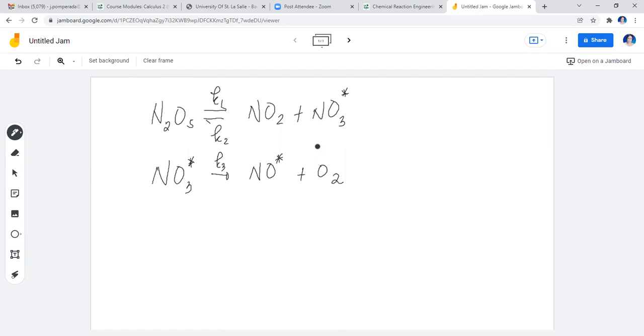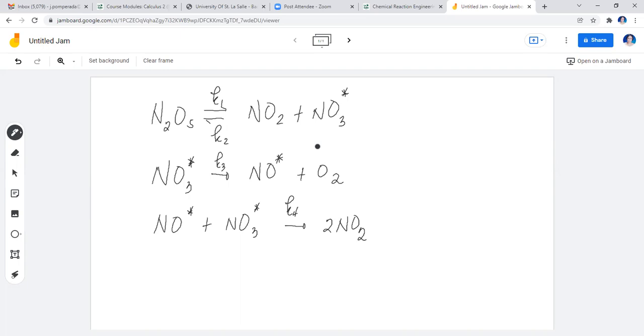The last is the reaction intermediate, nitrogen oxide, reacting with another intermediate, nitrogen dioxide, to form, so this is our rate constant, 2 moles of the final product, dinitrogen dioxide. Okay, so this is the reaction mechanism that is provided by the problem, and we are to prove that this is consistent with the first order decomposition of dinitrogen tetroxide.